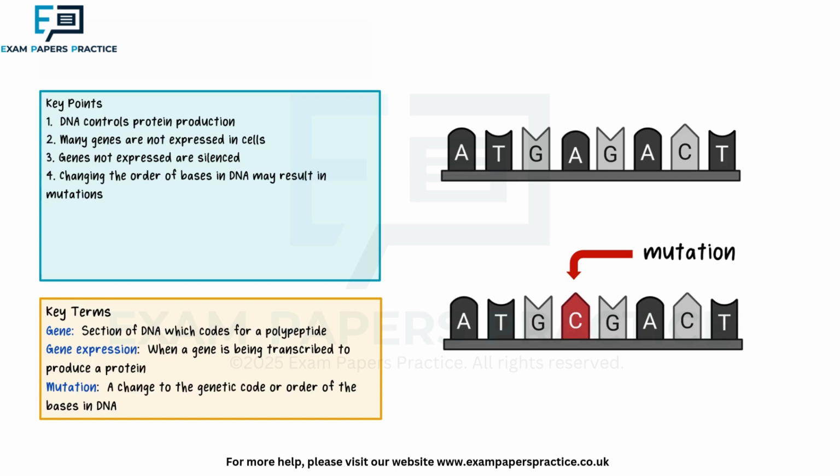Alternatively, a mutation can lead to the creation of a protein with an entirely different function from its original intended role. These changes in protein function due to mutations can have diverse effects on cellular processes, potentially impacting an organism's health, development, and ability to adapt to its environment.